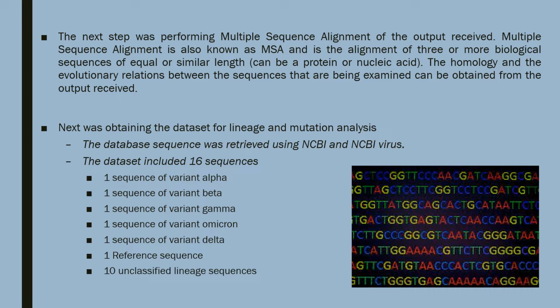After understanding the origin of SARS-CoV-2 and concluding the results, the next step was to select a dataset and work on that dataset to know the similarities and pangolin lineages of the randomly selected 10 unclassified sequences. The dataset sequences were retrieved from NCBI Virus, which included 16 sequences containing one sequence each from alpha variant, beta variant, gamma variant, delta variant, omicron variant, one reference sequence, and 10 unclassified lineage sequences.